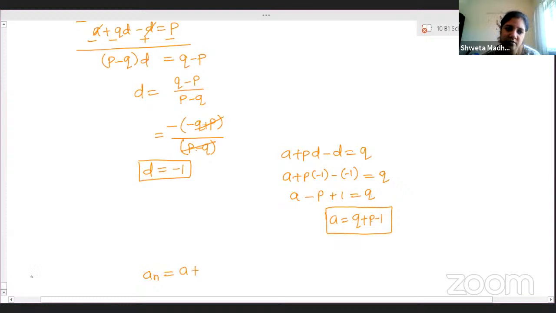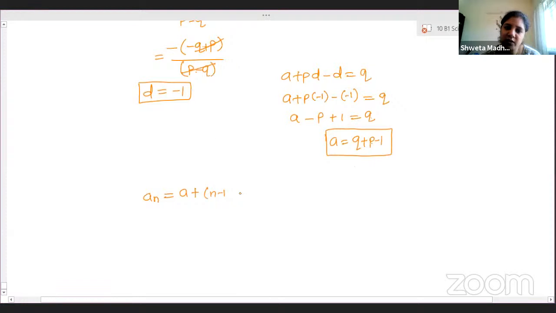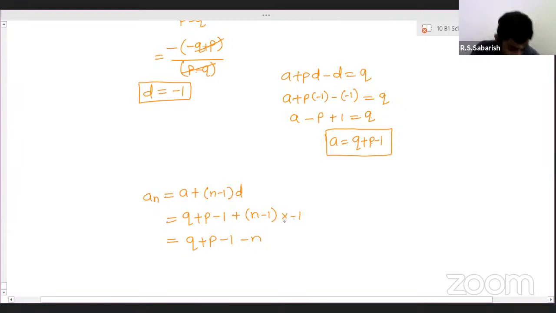That is A plus (n minus 1) into d. Substitute the values of A and d. A is q plus p minus 1, plus (n minus 1) into d, which is minus 1. So open bracket, q plus p minus 1. n into minus 1 is minus n. Minus 1 into minus 1 will be plus 1. Minus 1 plus 1 cancel. So what is left is q plus p minus n, the nth term.